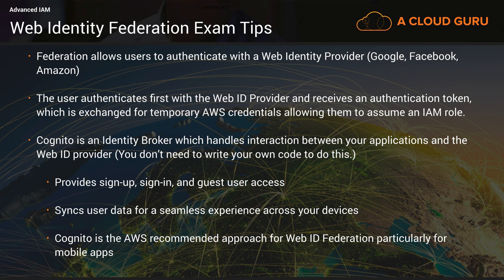Cognito is an identity broker. It handles the interaction between your applications and the web ID provider, and you don't need to write any of your own code in order to do this. It provides sign up, sign in, and guest user access. It syncs the user data for a seamless experience across all your devices. And Cognito is the AWS recommended approach for Web ID Federation, particularly for mobile applications.